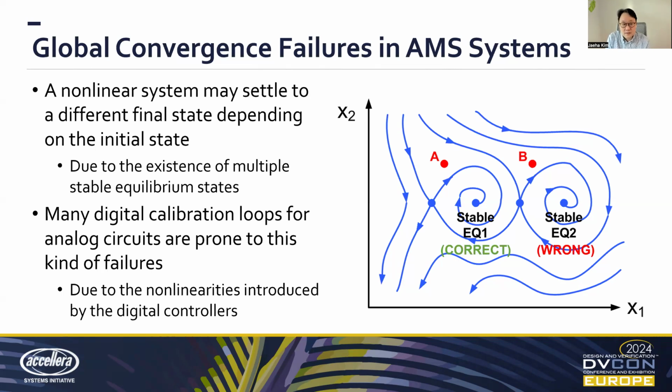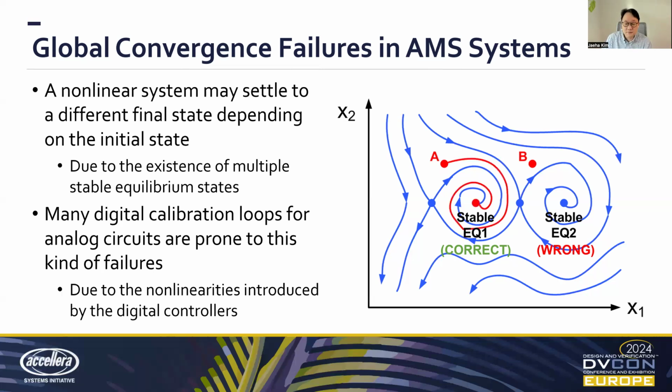If your analog mixed signal system is a nonlinear system, it might have multiple stable equilibrium states. In other words, when you run the system for a long enough time, it will eventually settle into a steady state, but there are multiple possibilities. For example, in this diagram, we have two equilibrium, EQ1 and EQ2. It means that depending on where you start from, in other words, depending on the initial state, the system may settle into a different final state.